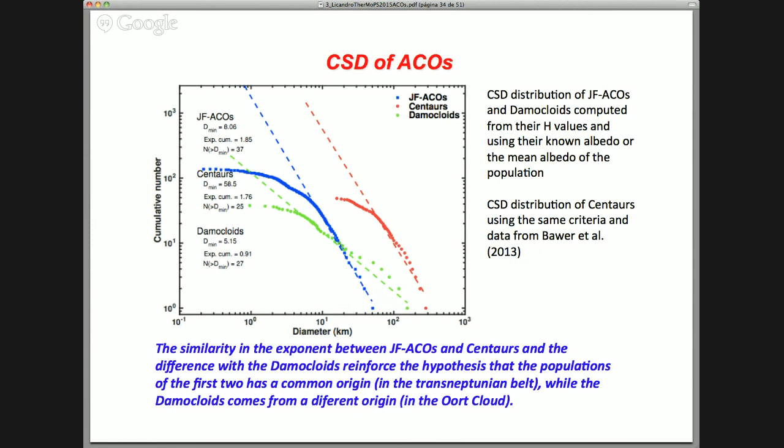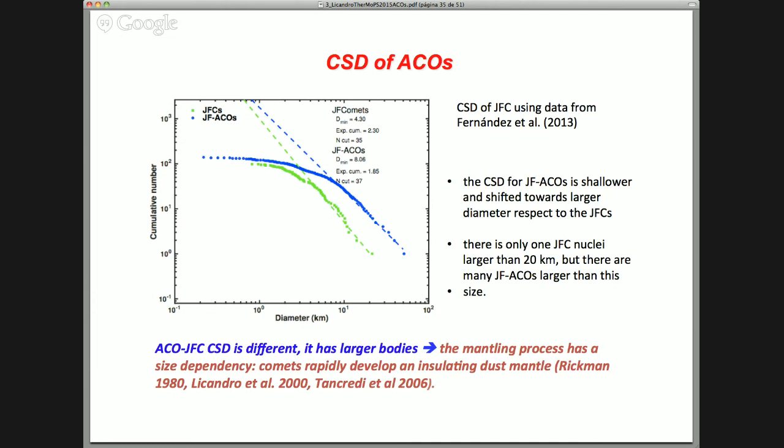Maybe it's just a matter of incompleteness, but we should mention that. But what happened when we compare the Jupiter family comets with the Acos? We have a slightly different distribution. The most interesting thing is that we have larger Acos than comets. The largest comet is about 20 kilometers in diameter, while in the case of Acos, we have at least a few of them larger than 20 kilometers.